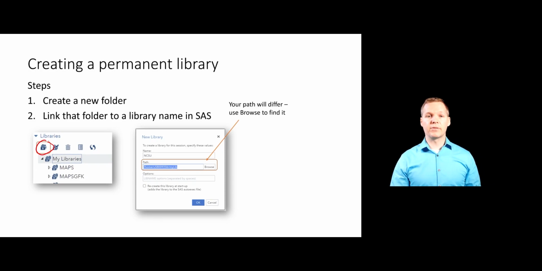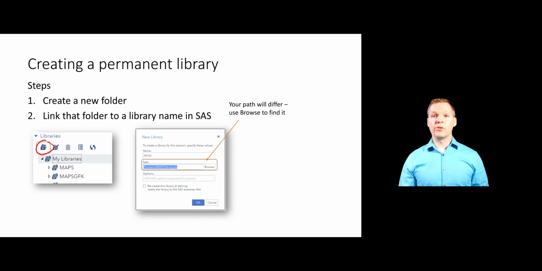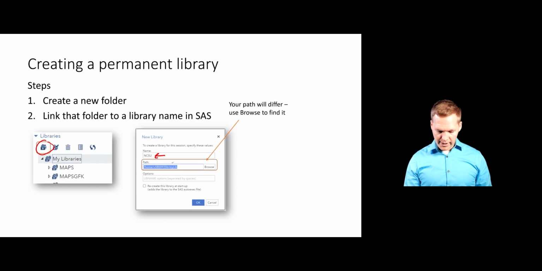And when you do that, it's going to say, oh, you want to create a new library. You need to give that library a name. So in this case, I'm calling my library NCSU. And then you need to tell it where the folder is that you want to associate with the name NCSU. So again, we just created this MyLib folder.